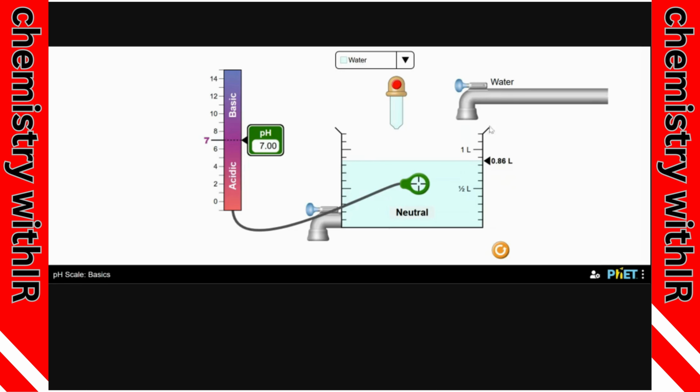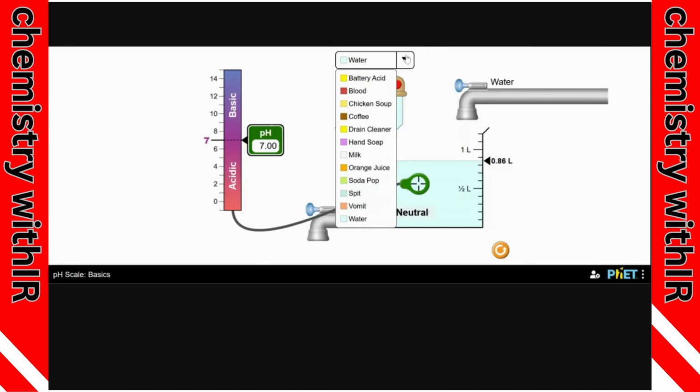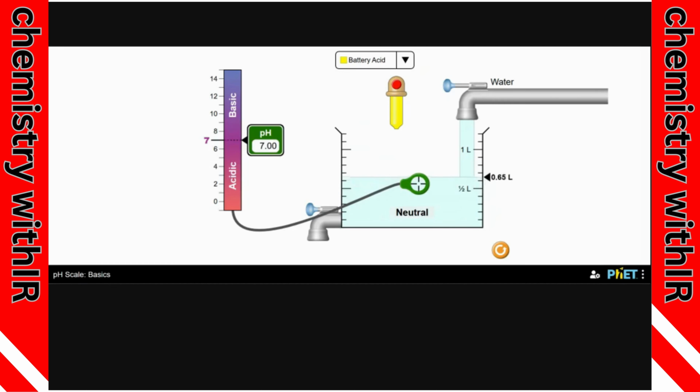And I'm going to add, let's suppose, battery acid. Since the water is 7, I'm going to add battery acid. You can see the pH is going down. So when the concentration of acid increases, the pH decreases. They are inversely proportional to each other.